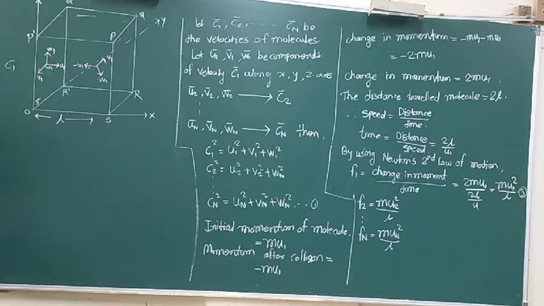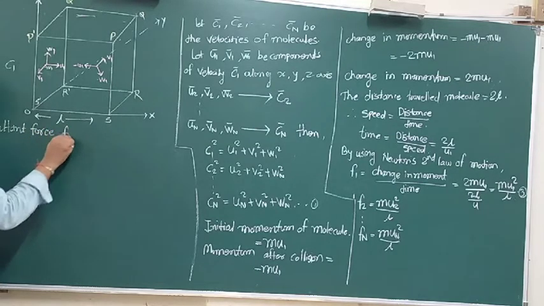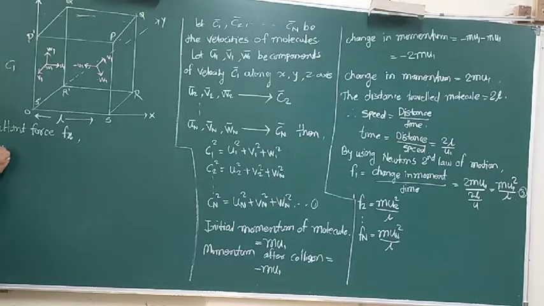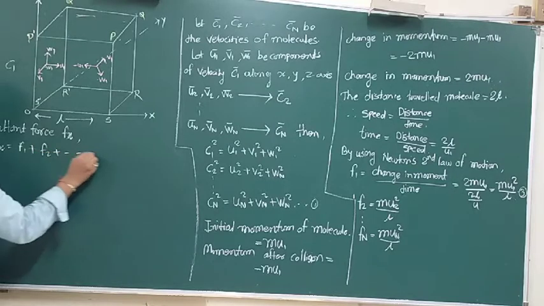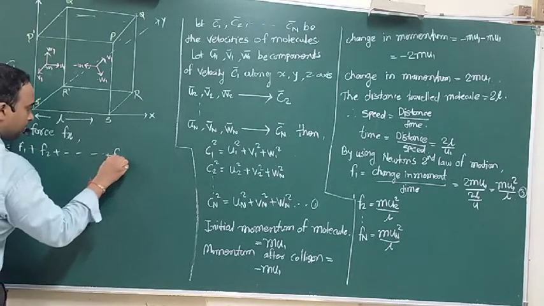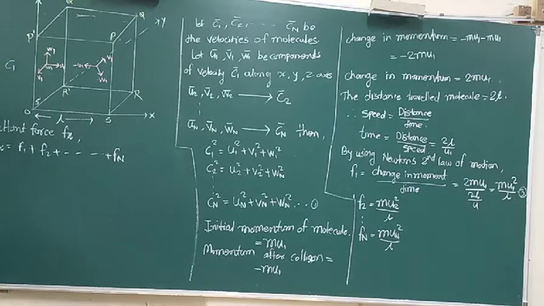So the resultant force Fx, Fx is equal to F1 plus F2 plus and so on Fn. Okay, so now substituting the values of F1, F2 and Fn.